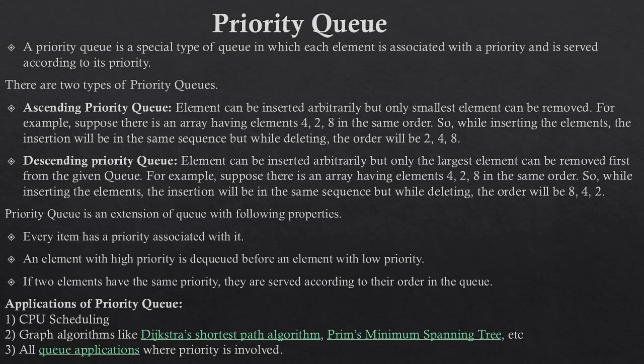Applications of priority queue: CPU scheduling, graph algorithms like Dijkstra's shortest path algorithm, etc. All queue applications where priority is involved.